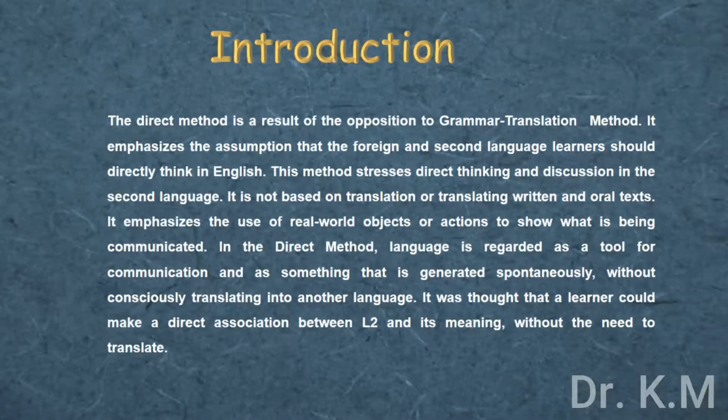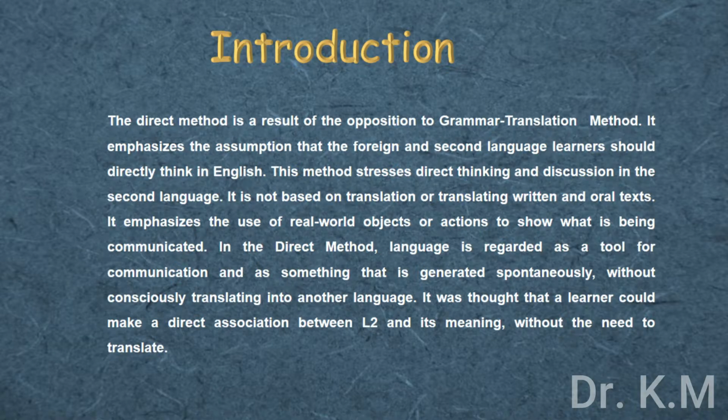Introduction. The direct method is a result of the opposition to the grammar translation method. It emphasizes the assumption that foreign and second language learners should think directly in English. This method stresses direct thinking and discussion in the second language. It is not based on translation or translating written and oral texts. It emphasizes the use of real-world objects or actions to show what is being communicated.